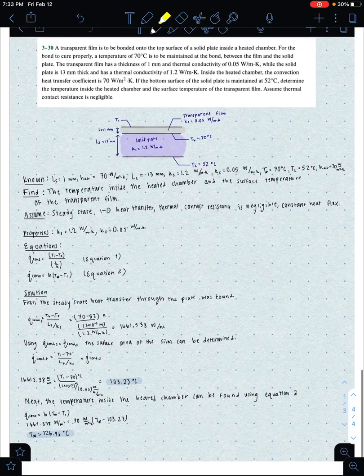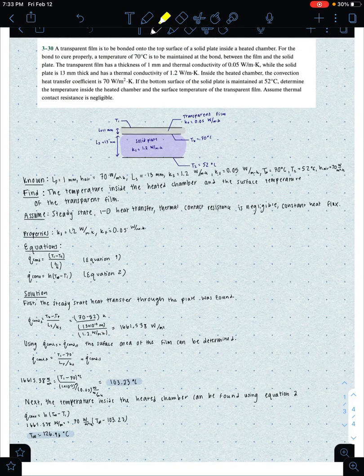Alexa David, however, decided to just simply set the conduction and convection terms equal to each other. And when doing so, she obtained different temperature values than I did, which were a T at the surface of 103.23 degrees Celsius and 126.96 degrees Celsius.